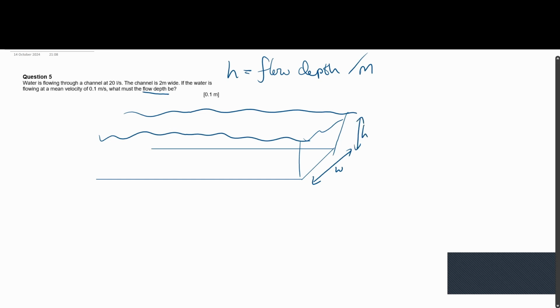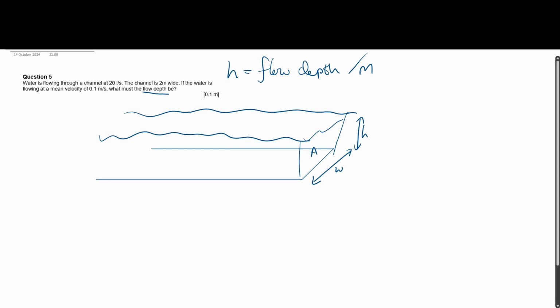So from that, we can assume that there'll be a cross-sectional area, and we're told we have the flow rate and the velocity. We're now going to just bullet point out exactly what those things are. So we have the flow rate, 20 liters per second, the velocity, 0.1 meters per second, and the width is equal to 2 meters.